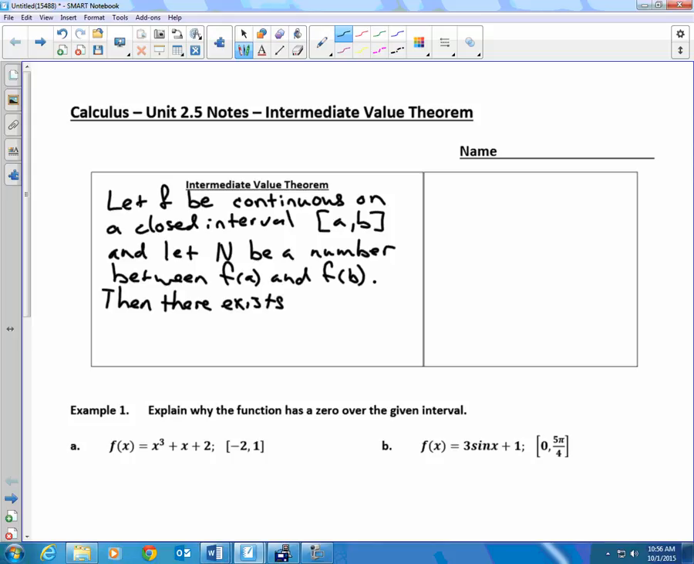Then there exists a number C in AB such that f of C is equal to n.